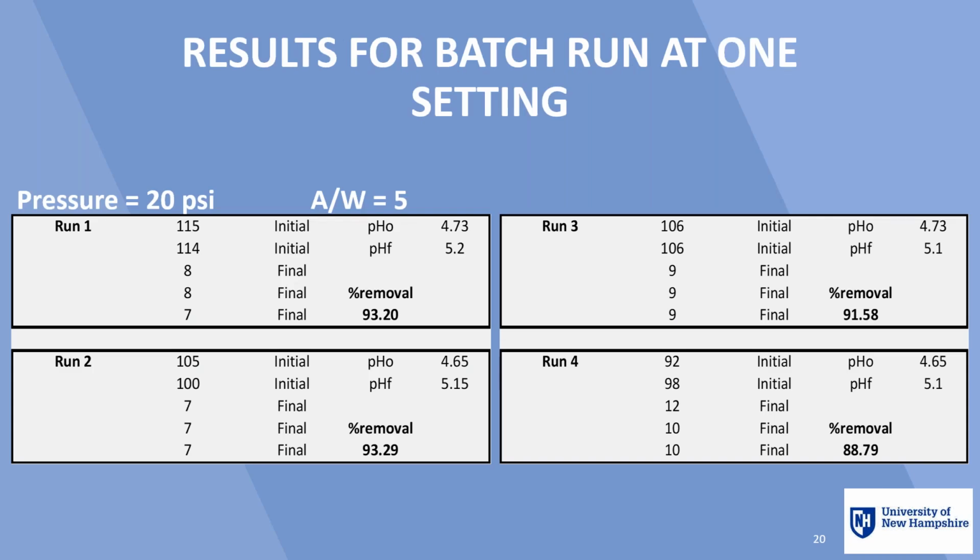And this is an example of the results from a batch run. In this case, 4 runs were done for the setting of a pressure of 20 psi and an air to water ratio of 5. In this case, it was good to see that the initial concentrations were in agreement and the final concentrations were in agreement, and this seemed to be the same for each run. Also, the percent removals that I got for all 4 runs at this setting were pretty close in agreement as well.